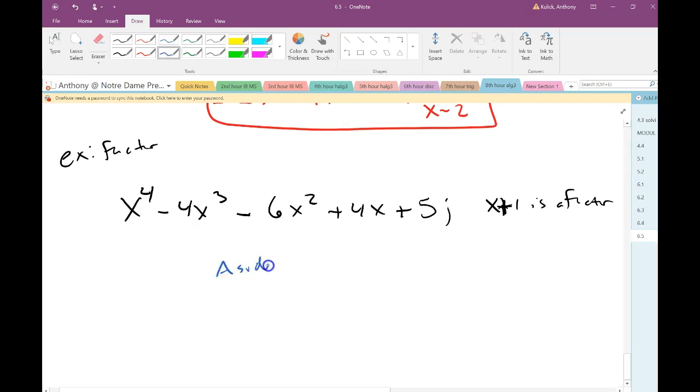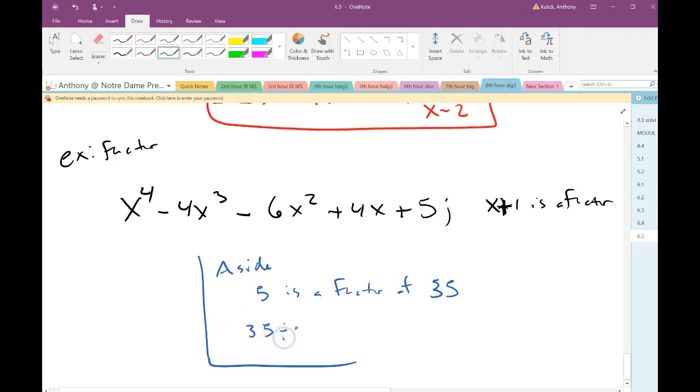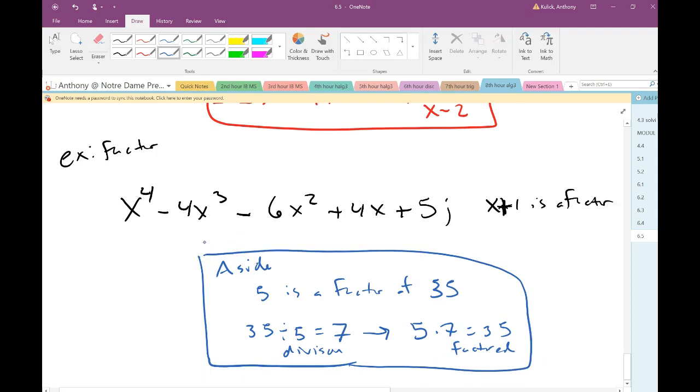So, if I know something is a factor, for example, 5 is a factor of 35. What that means is that 35 divided by 5 gives me a 0 remainder. In fact, it's 7. And if I know that 35 divided by 5 equals 7, that tells me 5 times 7 is 35. So that's how we go from a division problem to a multiplication problem. We're going to do the same thing here.